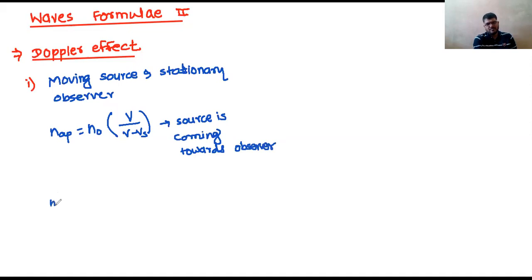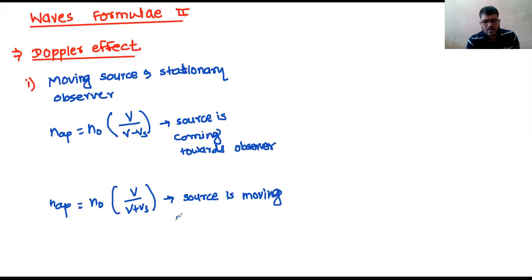Okay, next one. N apparent is equal to N naught V by V plus Vs, and this formula when source is moving away from observer.